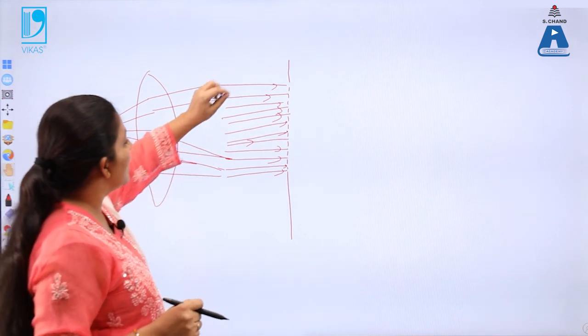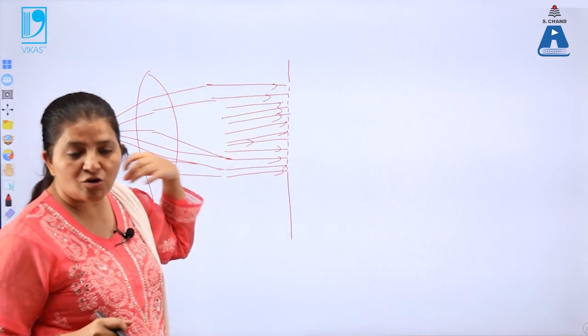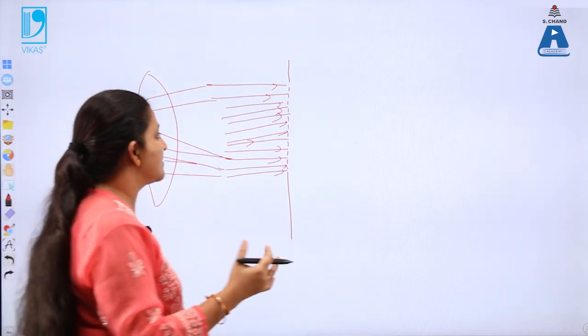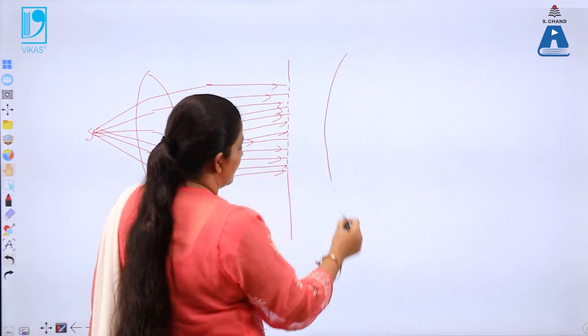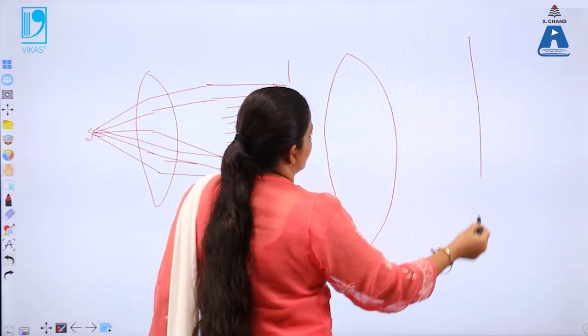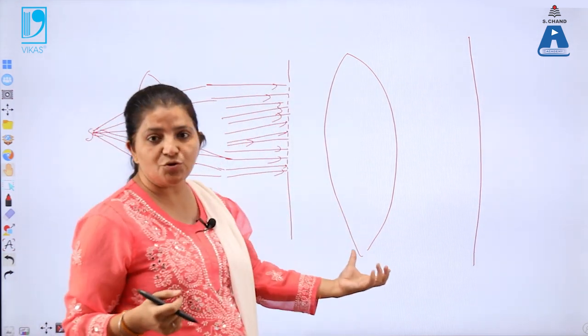Now we know that at each and every part there occurs bending of light around the corner, and due to the bending of light, we will get the diffraction pattern at the screen. Now how will we get this diffraction pattern at the screen? That can be done by using again a lens. A lens is used over here.